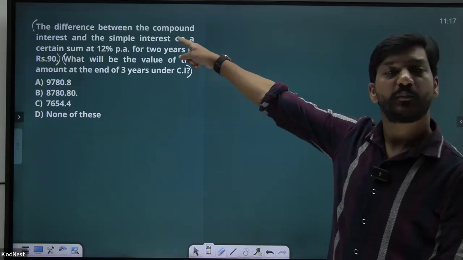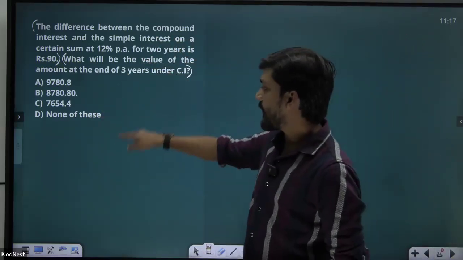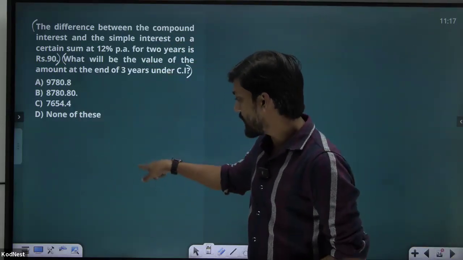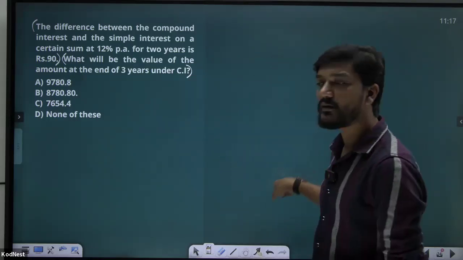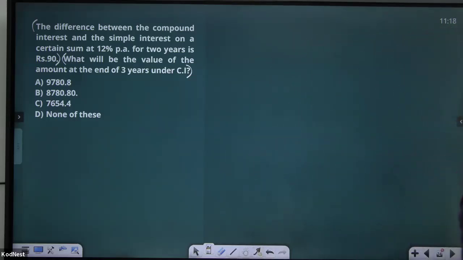For the first one, apply the CI minus SI formula. And for this one, you will have to draw this diagram: first year, then second year, then third year, and calculate. So please start, take your time. Try to do it in around 1.5 to 2 minutes maximum.